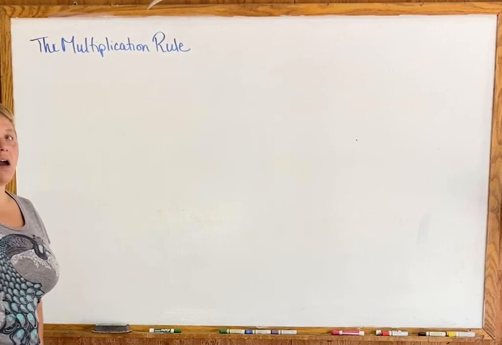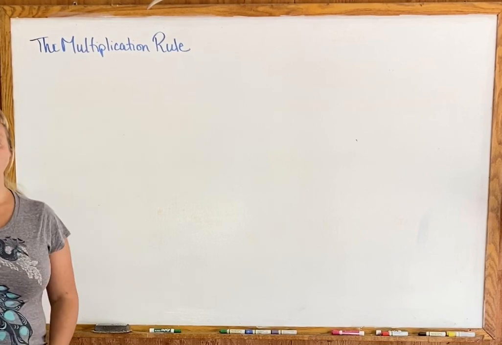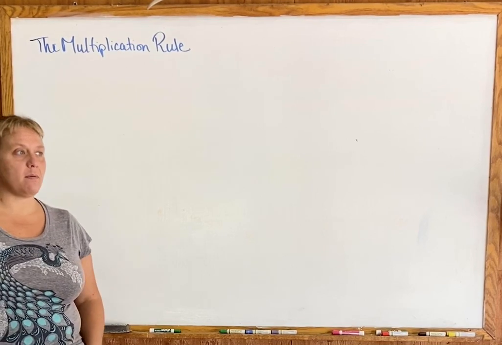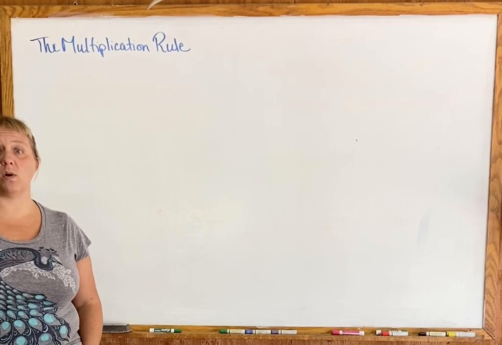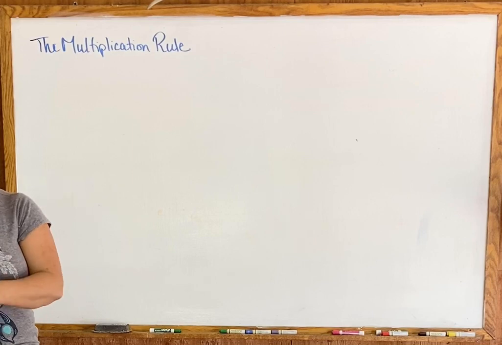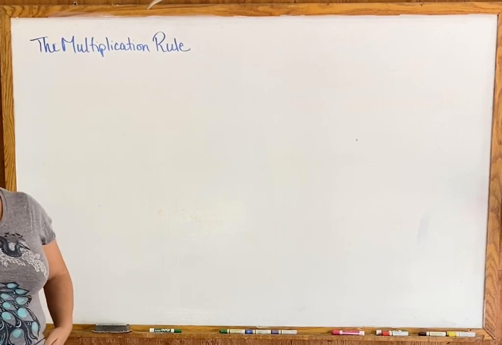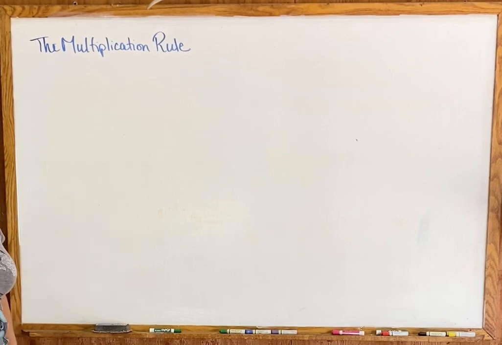Today we are going to talk about the multiplication rule. Remember last time we were working with probability and the addition rule, and the addition rule was when it said or. I want the probability of this or that. Now we're going to look at the multiplication rule, which means we're looking at a different type of probability.